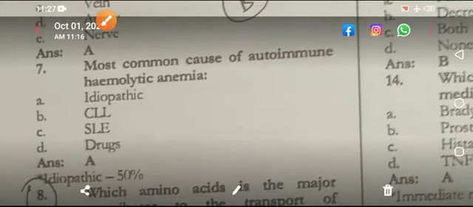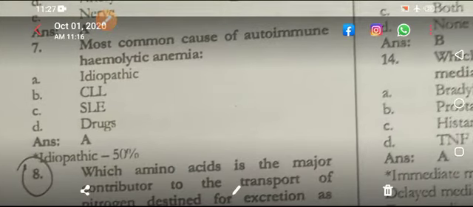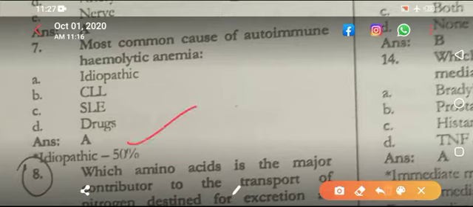The most common cause of autoimmune hemolytic anemia is idiopathic. But if the question says most common cause of secondary autoimmune hemolytic anemia, then SLE. If the question says most common cause of autoimmune hemolytic anemia, or of primary autoimmune hemolytic anemia, the answer is idiopathic. Only if it is the secondary autoimmune hemolytic anemia is the answer SLE. Otherwise, it is idiopathic.